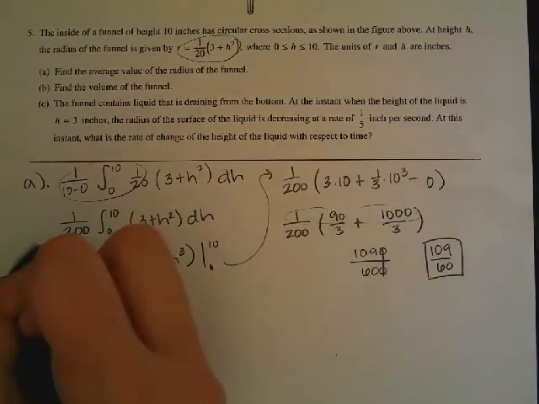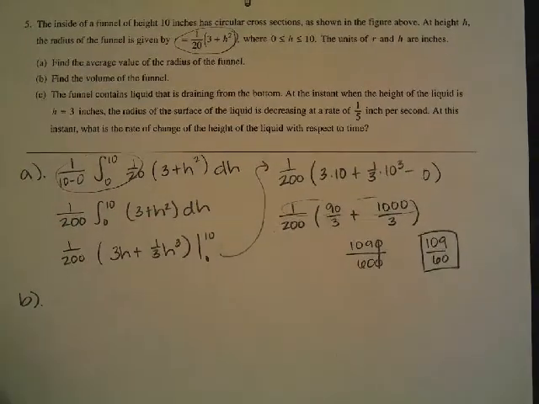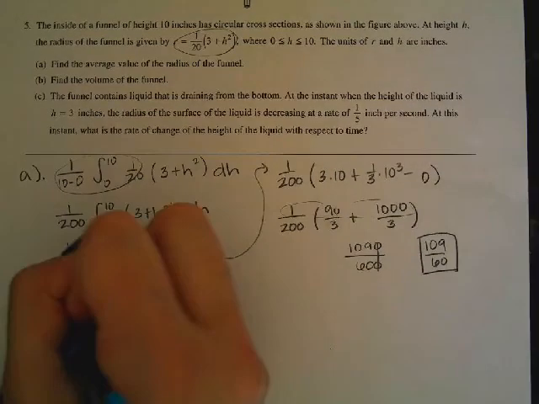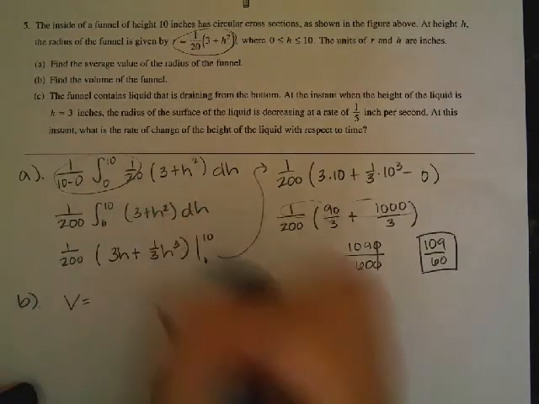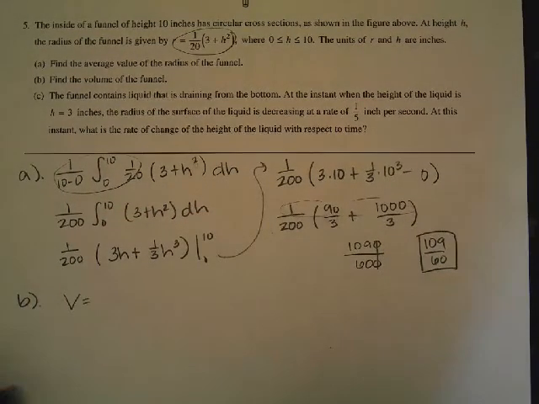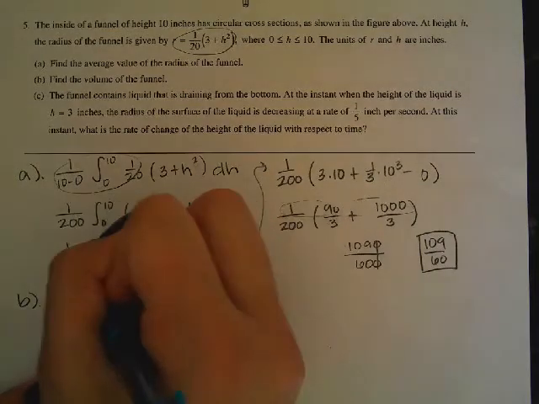Okay, part B. Find the volume of the funnel. This part of the problem is the most subtle. The setup is you have to remember back to what the formula for volume is. Volume is actually the area of the base multiplied by the height. In general, the volume of a funnel is going to be different because in this funnel the height isn't changing, but the radius is changing based on the height.